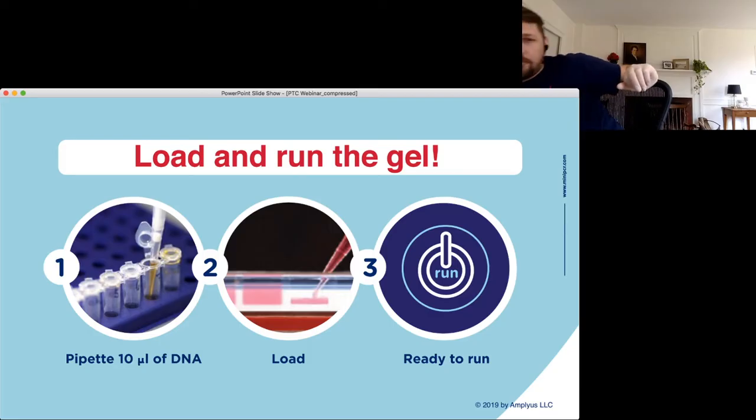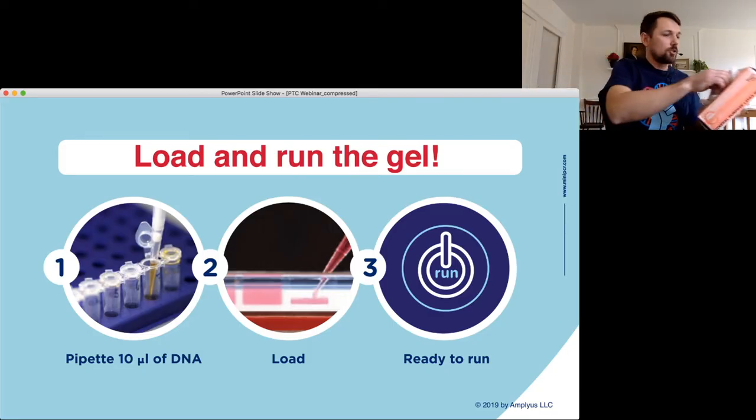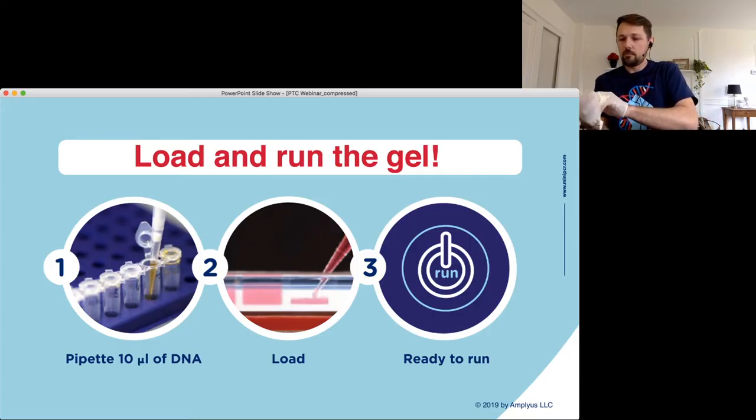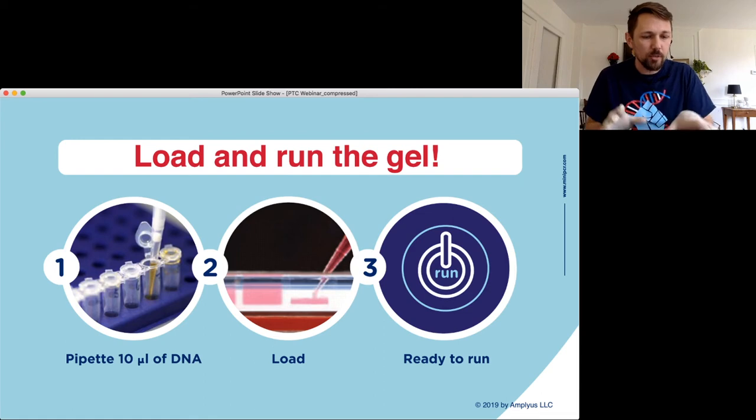I changed one glove because I handled the gel. Okay, so great. So we're going to, I have 3 samples here to put in.